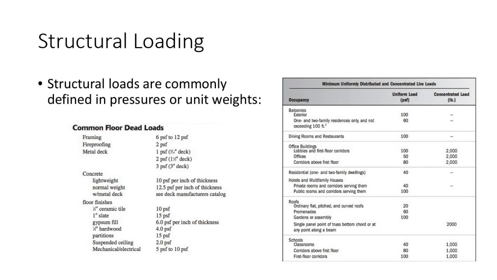So we have classrooms, we have corridors above the first floor, we have first floor corridors. There's also offices in the building. So let's take a look at this. This office, we would design this floor for a pressure load of, what is that, 50 pounds per square foot. The classrooms, we would design for 40 pounds per square foot. Now look at the corridors. Notice how the corridors have heavier loads than the classrooms.